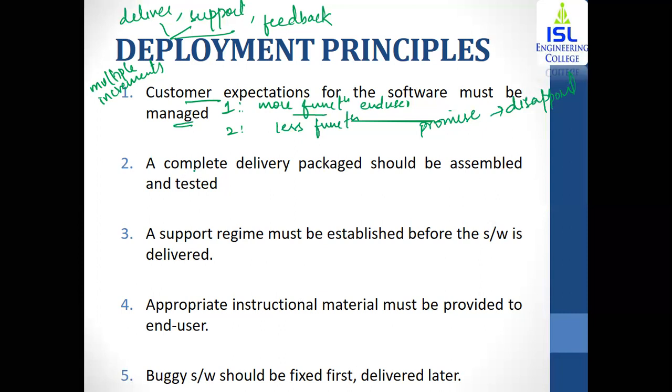The second principle is a complete delivery package should be assembled and tested. A complete delivery package means it needs to have all the executable software and any support data that might be used, for example different documentation files and any type of support information. All of these should be gathered, and beta testing needs to be performed.